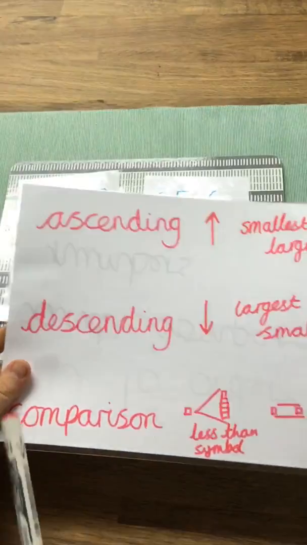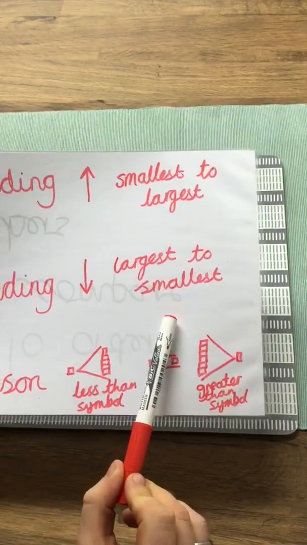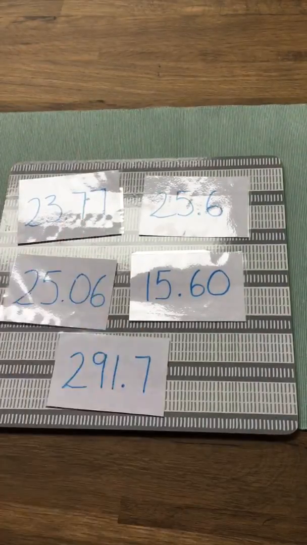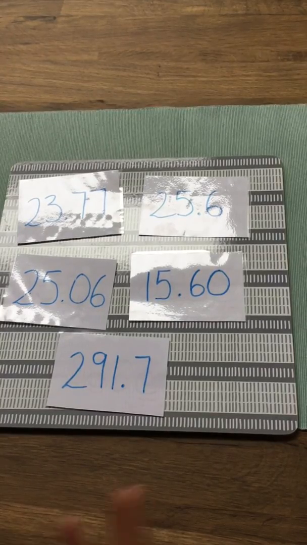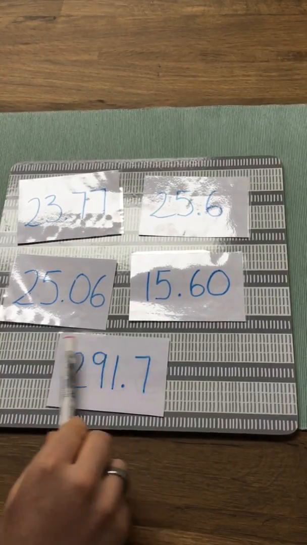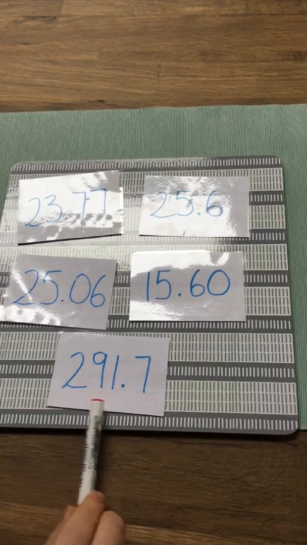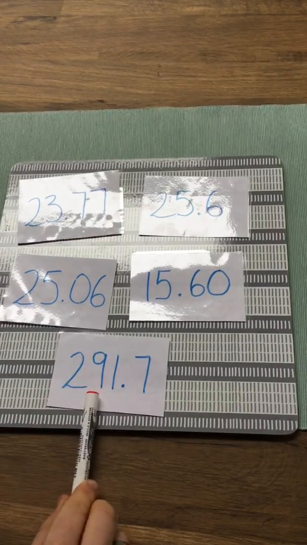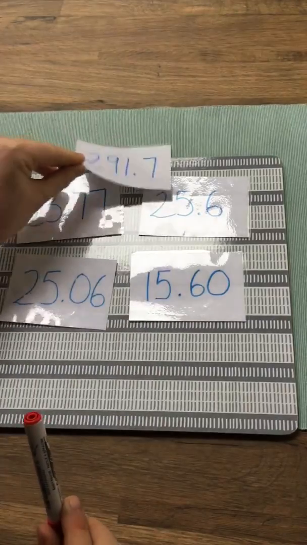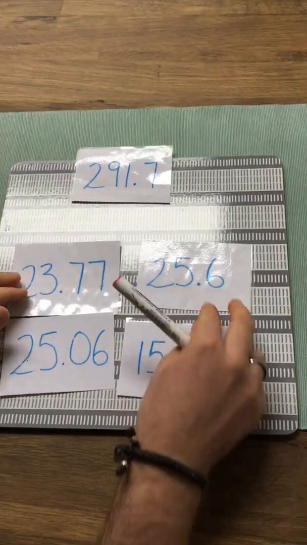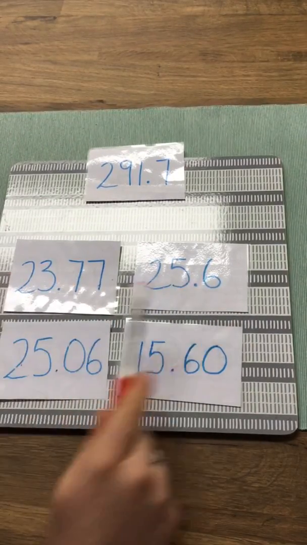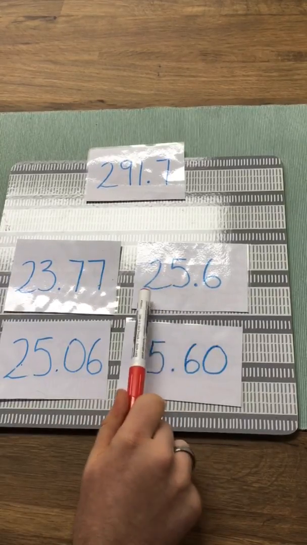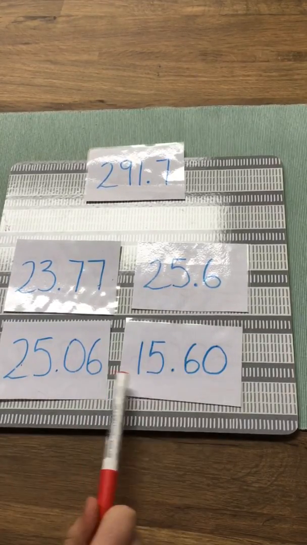Descending, as we can see, means largest to smallest. So I'm looking for my largest number out of my set of number cards here. I could start by looking at the whole number part of these decimal numbers. This number here has the largest whole number because it has 291, so that must be my largest number. I didn't even have to look at the decimal part. Now looking at what I've got left, I've got 23, 25, 25 and 15.